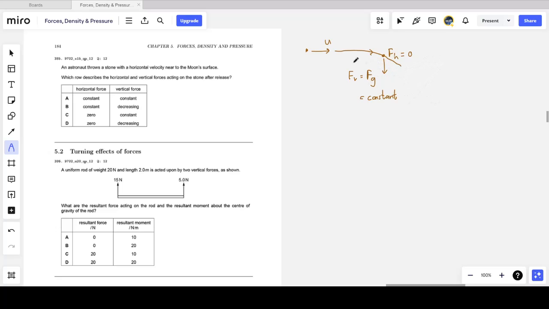And so horizontal force would be 0, so the answer can only be C or D. Vertical force must be constant, and so this corresponds to option C. Okay, so again, it would be exactly the same case if we were thinking of the Earth. Actually, there wouldn't be a horizontal force unless we were considering air resistance.